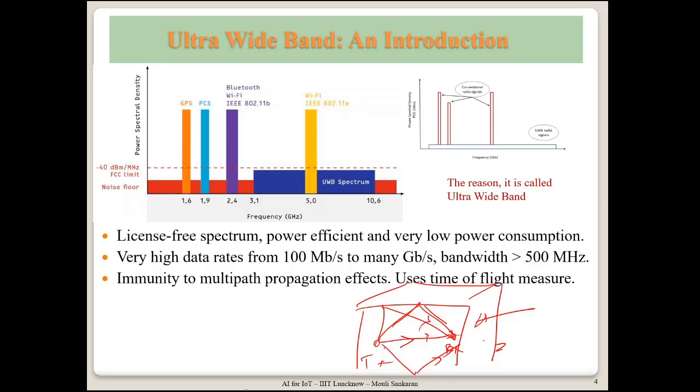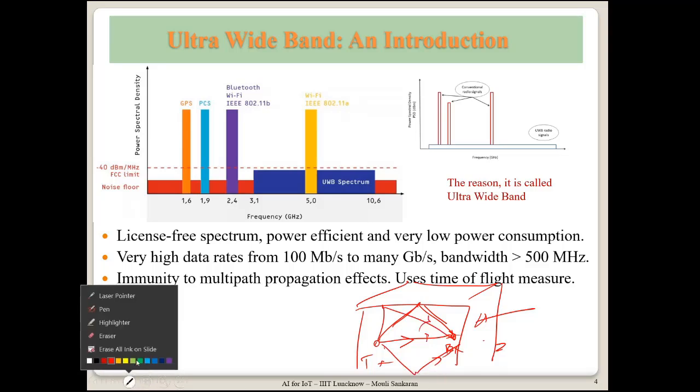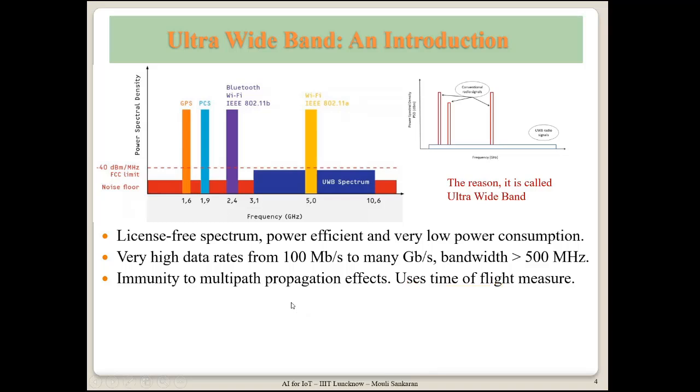So the same signal will be received with some delay by the receiver. But it has some immunity built in, so that even if there are multiple paths, it will not be a problem for UWB communication. Now, I mentioned that it uses the time of flight. How much time does the pulse take to come from the transmitter to the receiver?